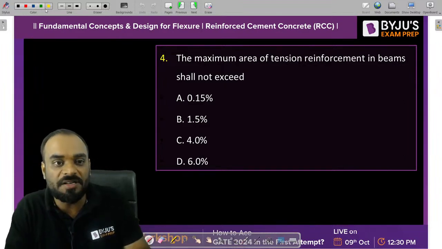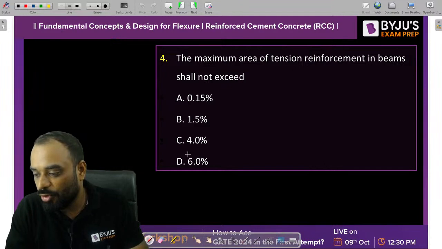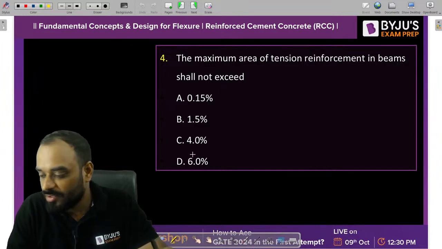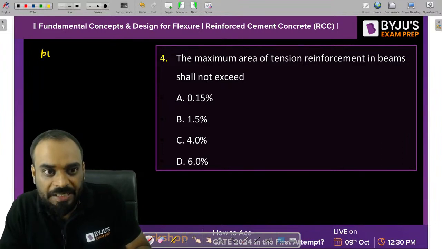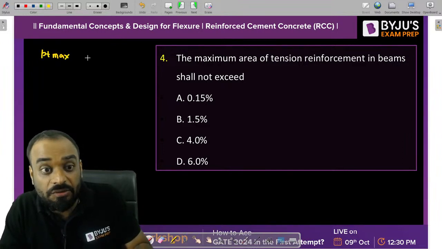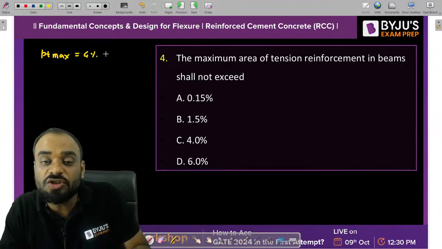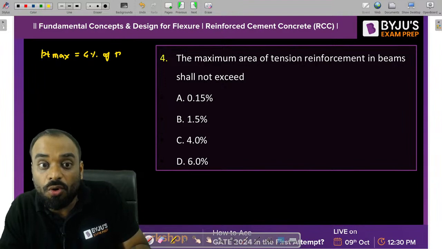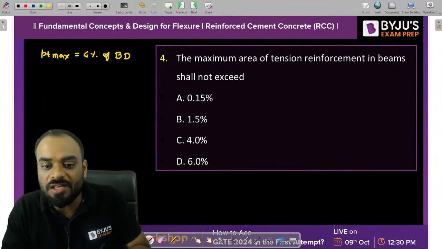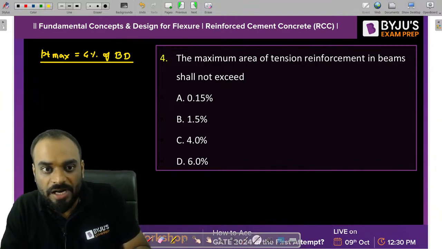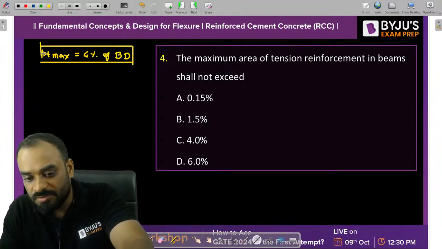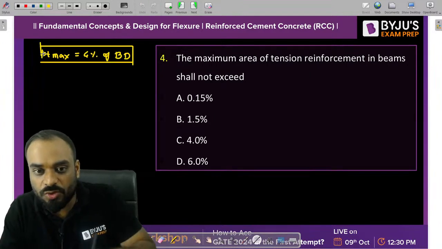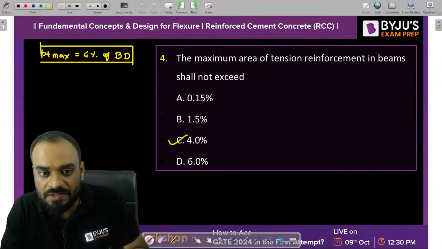C, it is 4%. Very nice. The maximum percentage of steel, Pt max, is 4%. It is 4%, right? But this 4% should be of overall cross-section area, not the effective area, right? 4% of B into D value. Very nice. Okay, next question, guys. So the answer of this question is C.